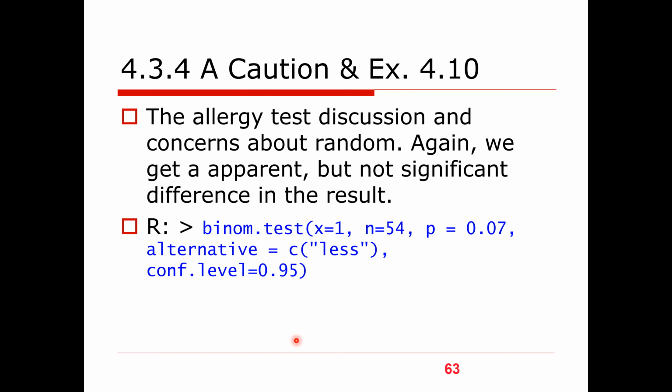So in this problem, the sample size is 54. The number of successes, or number of allergen cases, is 1, and the null hypothesis is that the probability of a positive test in each trial is 0.07. It's a one-sided test because we want to test if the positive skin rate of the children in the other country is equal to 0.07 or significantly lower than that. So this is how we do it in R.